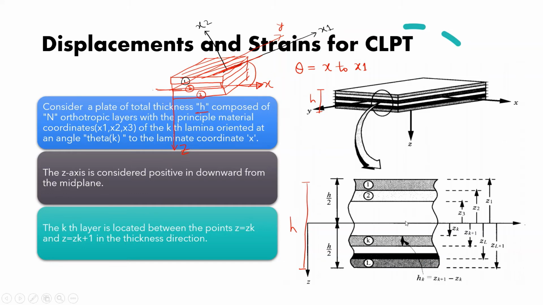And here it is also shown that from the mid plane we have the coordinates z1, z2, z3, because we number the laminae starting from the top. So from the mid plane, the distance of the top of the first layer is z1, then the top of the second layer would be z2, and the top of the third layer would be z3, and so on.